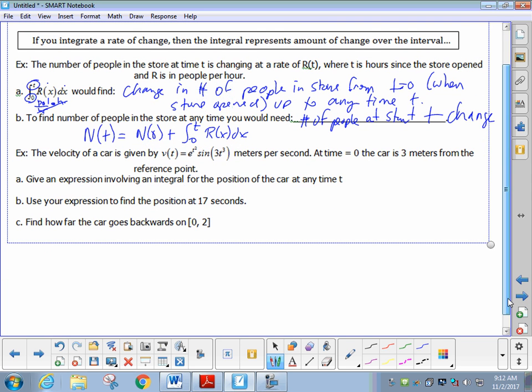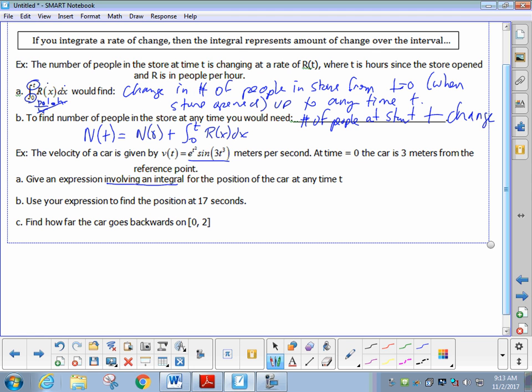This we could do in a velocity case, and then we'll do others at the bottom of the page if we have time. The velocity of a car is given by that ugly function. That is ugly for a reason. You are not meant to integrate that. Meters per second. At time 0, the car is 3 meters from the reference point. Super. Give an expression involving an integral for the position of the car at any time t.